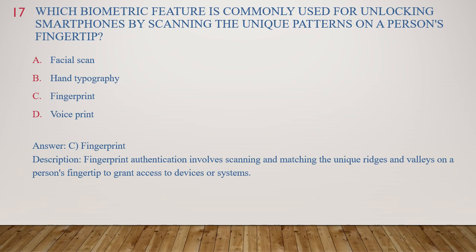Security. Fingerprint data is stored securely on the device and protected with encryption, making it difficult to spoof. While other options like facial recognition and voice print are also gaining traction, fingerprint recognition remains the most widely used and trusted biometric feature for smartphone unlocking.